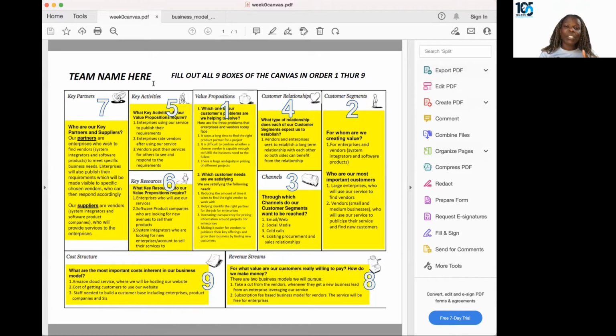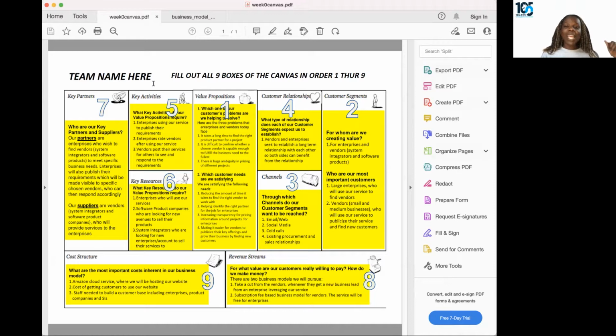Using these channels, leveraging this type of relationship, doing these key activities, providing these, using these key resources, working with these key partners. And because of that, they're willing to pay dollars. And so that's how you want to think about it all in totality.